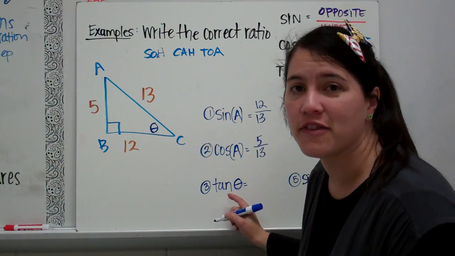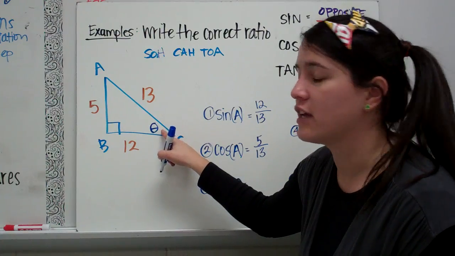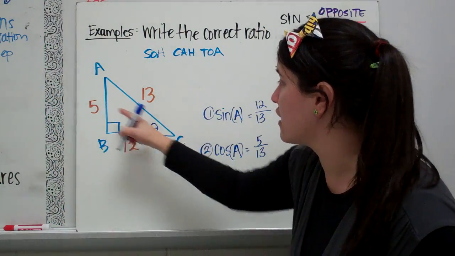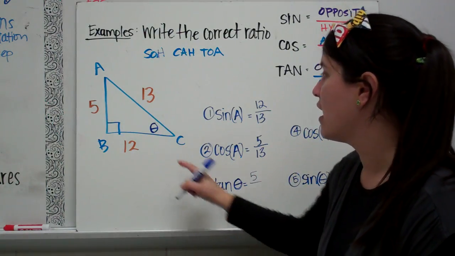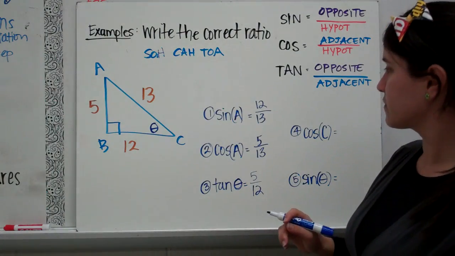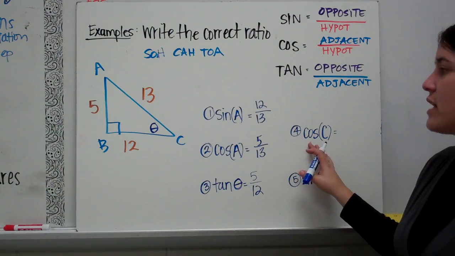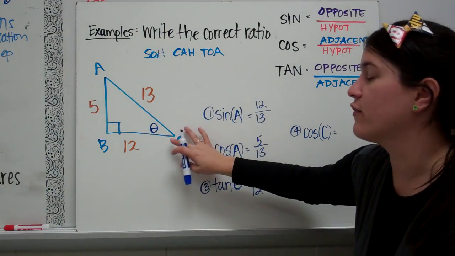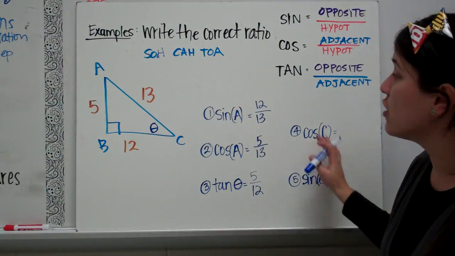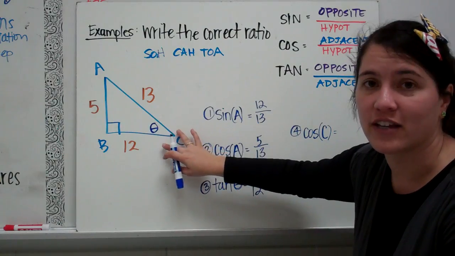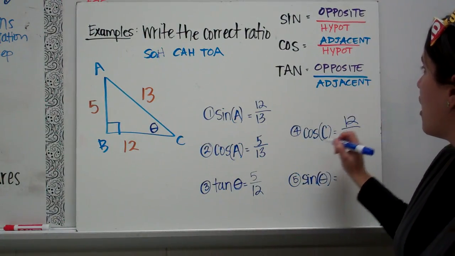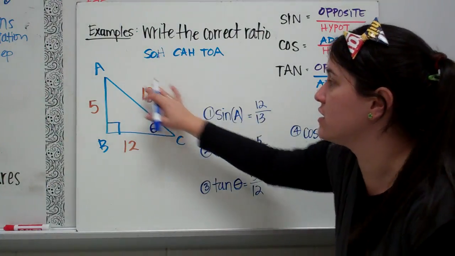Now, tangent of theta. You have to find angle theta. Angle theta is here. Tangent is the opposite side over the adjacent. So for theta, the opposite would be 5 and the adjacent is 12. Number 4, cosine of C. So we're starting from angle C. Angle C and angle theta are the same in this problem. So the cosine is the adjacent. The adjacent to angle C is 12, over the hypotenuse, which is 13.